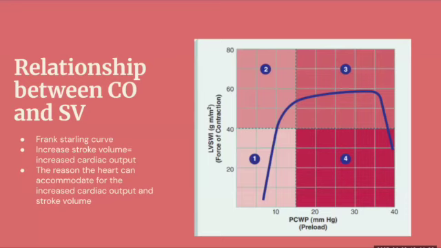Going back a couple of chapters, the relationship between cardiac output and stroke volume is the Frank-Starling curve, which means basically increased stroke volume equals increased cardiac output. And the heart can accommodate this increased cardiac output and stroke volume. As they increase, the heart is able to expand and contract more often.